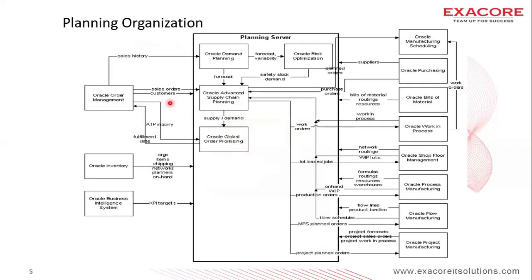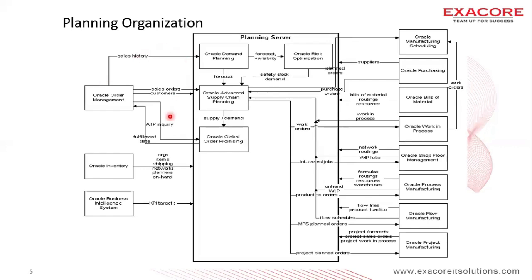So this is how in Oracle, the Advanced Supply Chain Planning Server shares information and data with other Oracle modules. Looking into this particular flowchart, we are able to see that Oracle ASCP Planning Server is linked with order management. So Oracle order management is the source of the demand. That means the sales orders or the customer demand that is coming, sales history, all these fulfillment details will be available from the order management module.